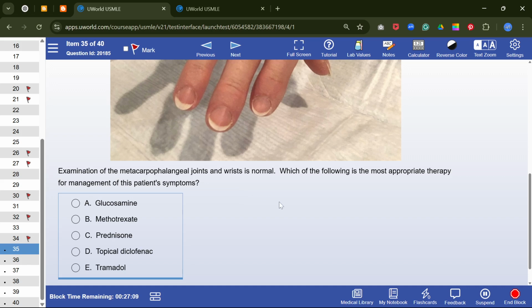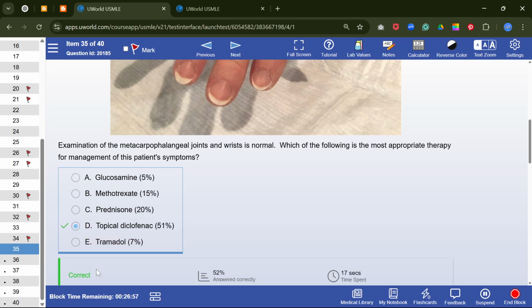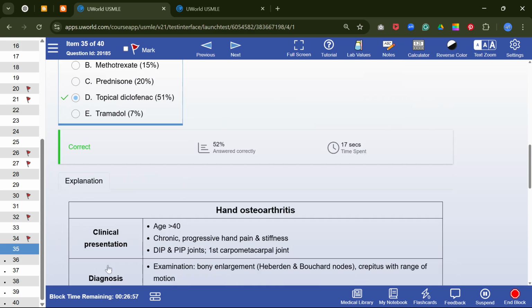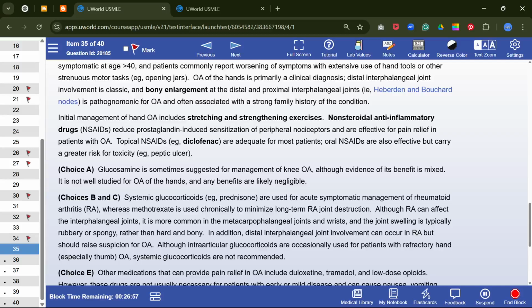Why? Yes, osteoarthritis. Steroid is for inflammatory conditions like rheumatoid arthritis. It has a role there, but in osteoarthritis steroid does not have that role.